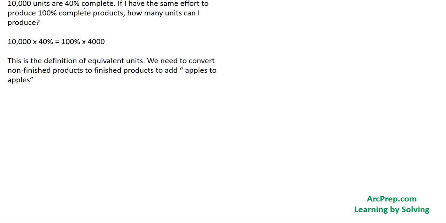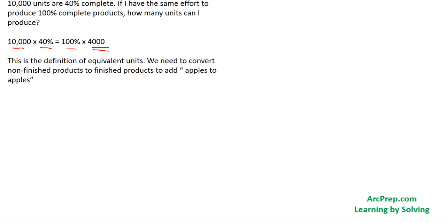10,000 units are 40% complete. And the question is, if I have the same effort to produce 100% completed products, how many units can I produce? What we are trying to say here is 10,000 units at 40% is equivalent to 100% for 4,000 units. And this is the definition of equivalent units. We need to convert non-finished goods at 40% into finished products at 100%, and we need to find the equivalent units number. Why is that important?